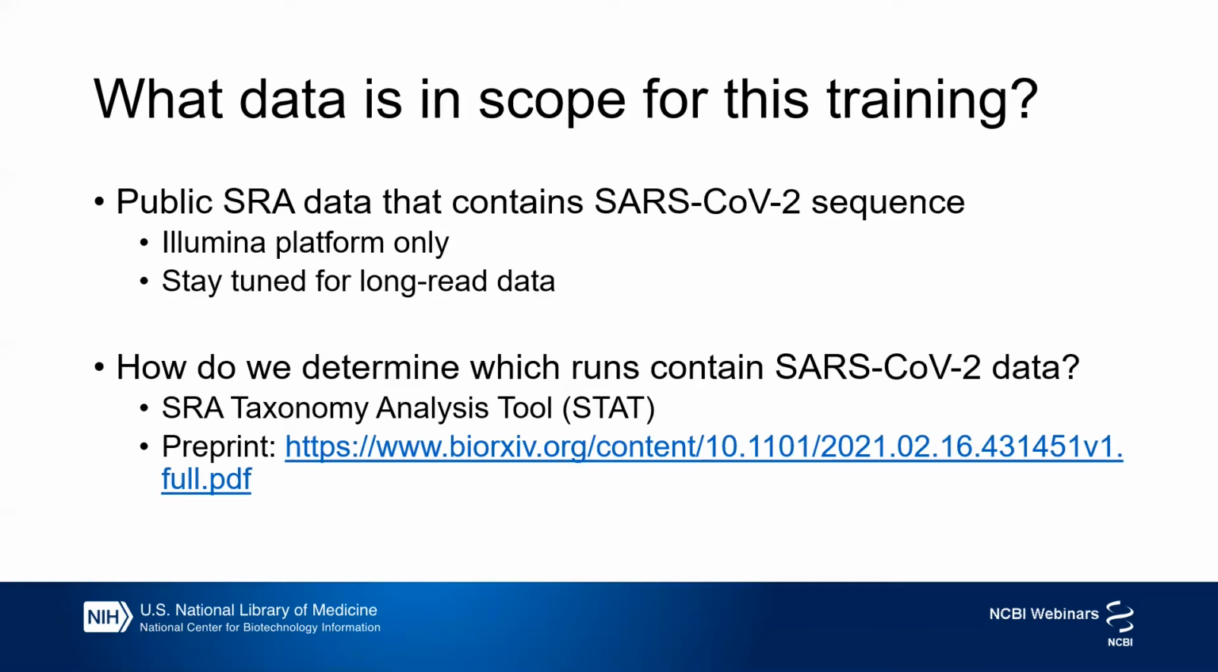This begs the question, how do we determine which runs contain SARS-CoV-2 data? The short answer is that we run the SRA taxonomy analysis tool on it. I'm not going to go into a lot of in-depth explanation as to how that works, except to say that it uses a k-mer-based approach to organismal content analysis. And we're running it on all of our incoming data to get an idea of what kinds of sequences and from what organisms and clades that data is from.